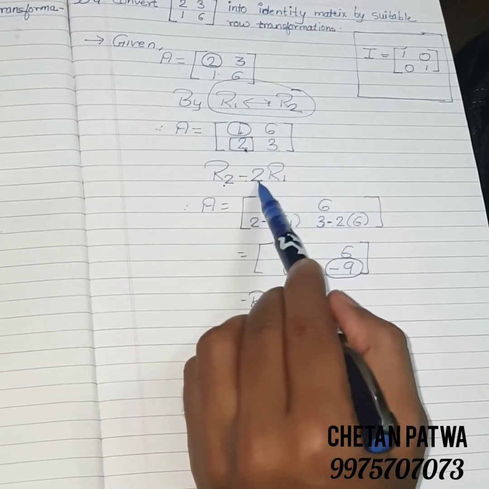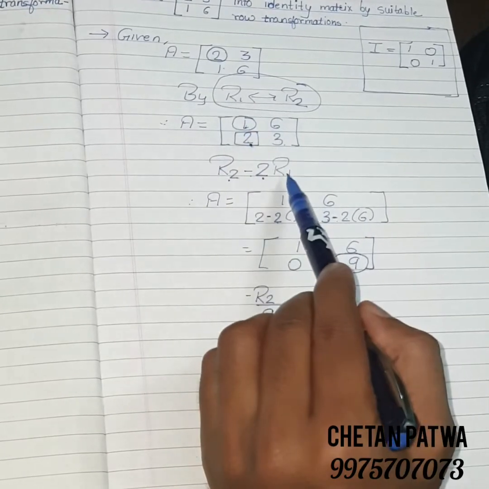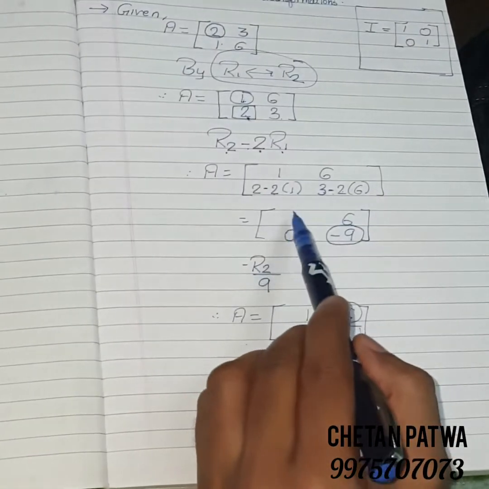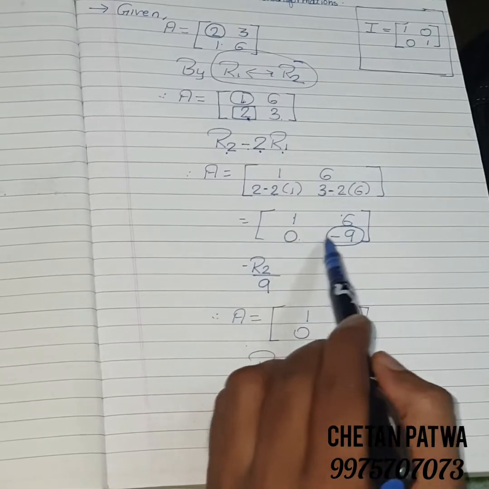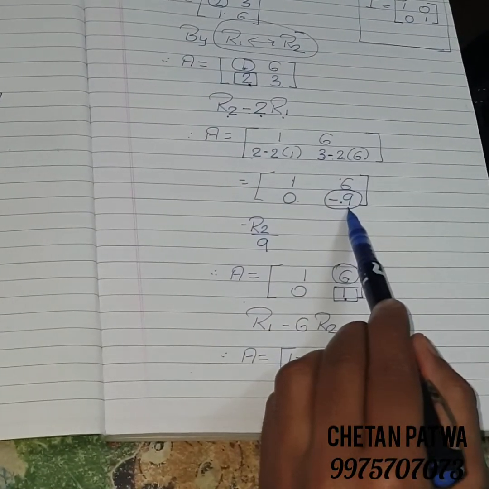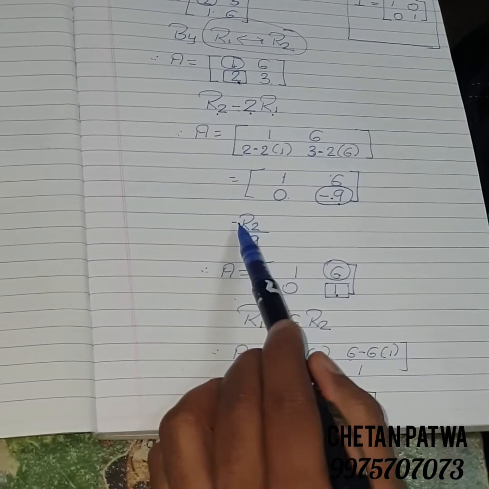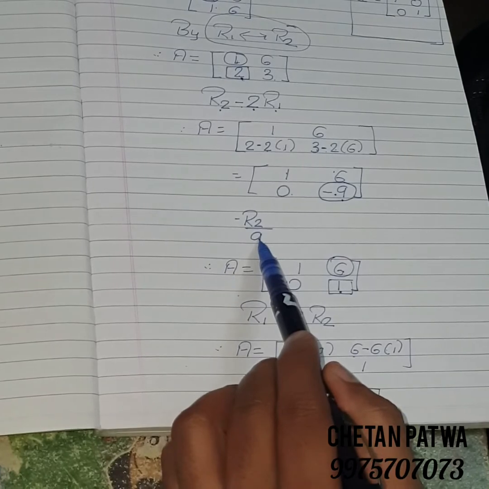Here the element is 2, so I got the number here, 2. And we are going to take the help of this 1. So 2 R1. So I got 1, 6, 0, minus 9. Step number 3, we will try to make this minus 9 into 1. So we are going to divide by minus 9. So we did the step minus R2 upon 9.